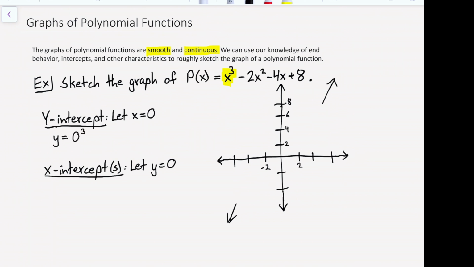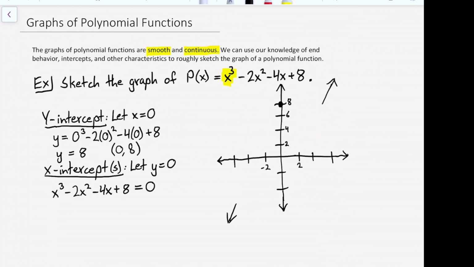So for the y-intercept, we let x equals 0, and we solve for y. We're just plugging in x equals 0 to the function, and we get an output value of 8. So when x equals 0, y equals 8. We could mark that point on the graph, and we can go on to x-intercepts. For x-intercepts, we let y equal 0, and we solve for x. This tends to be a more challenging question.